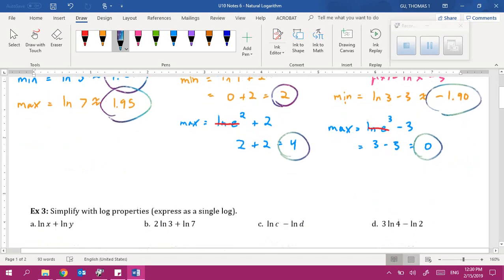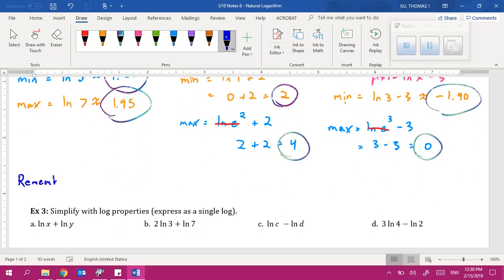And now we've got to make a note before we start the next examples. And it is going to be, remember, ln of x is the same as, what is it the same as?